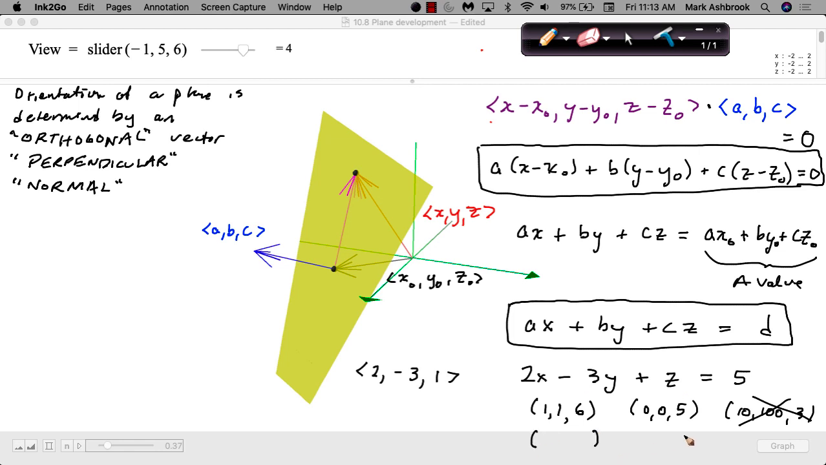So find 3 more points on the plane. Go. Just yourself. Find 3 more points that are on the plane.